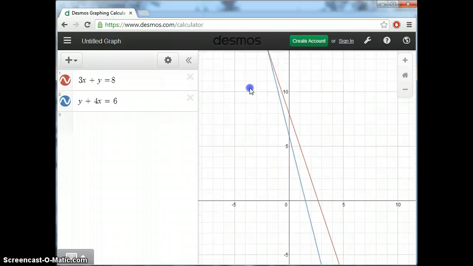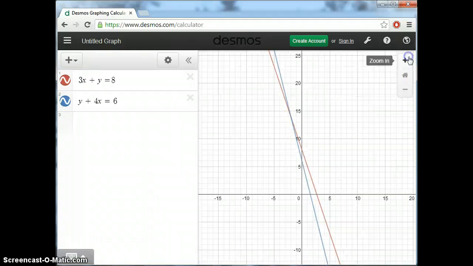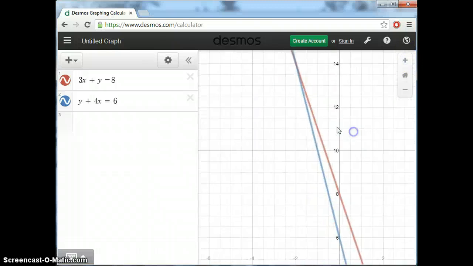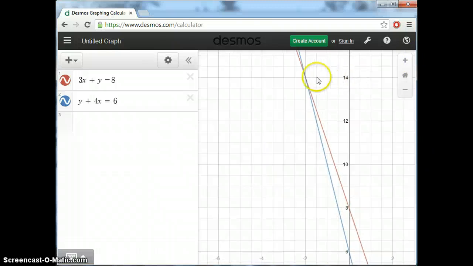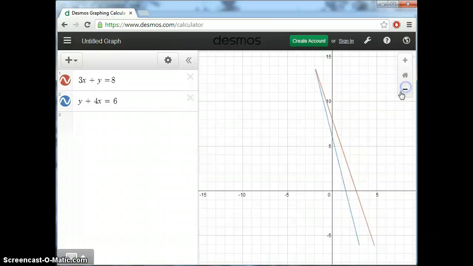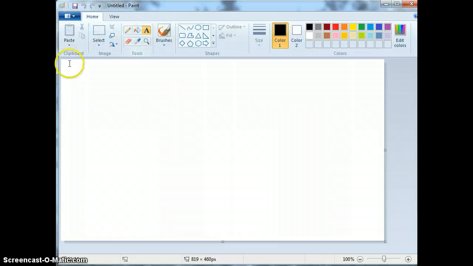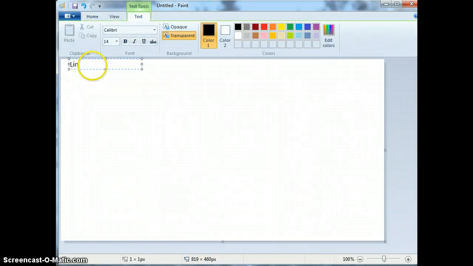And we can go ahead and look at where they're intersecting. I should probably zoom in. Okay, and the intersection looks to be at about... why isn't it giving me -2 and 14? Okay, so let's go ahead and work that out in Word first. So this was linear systems, solving by elimination method.